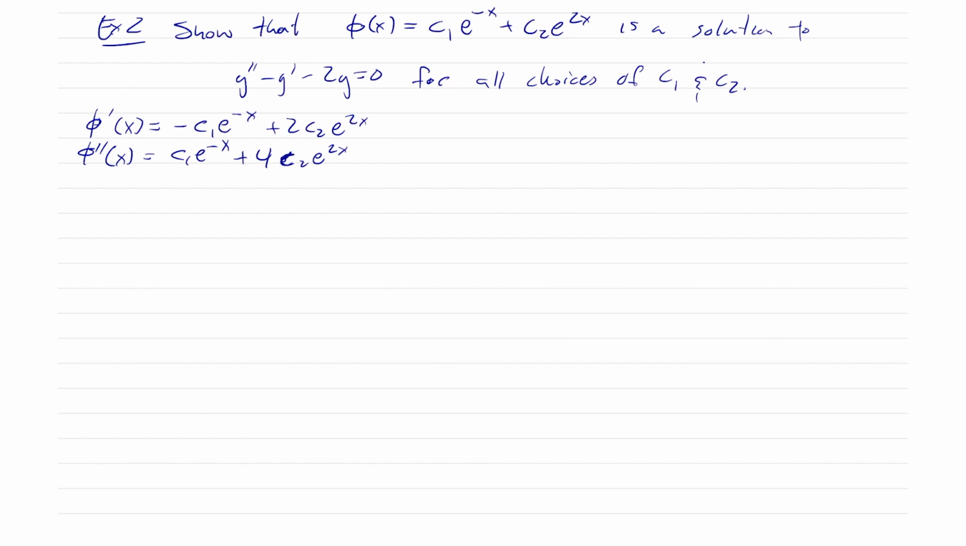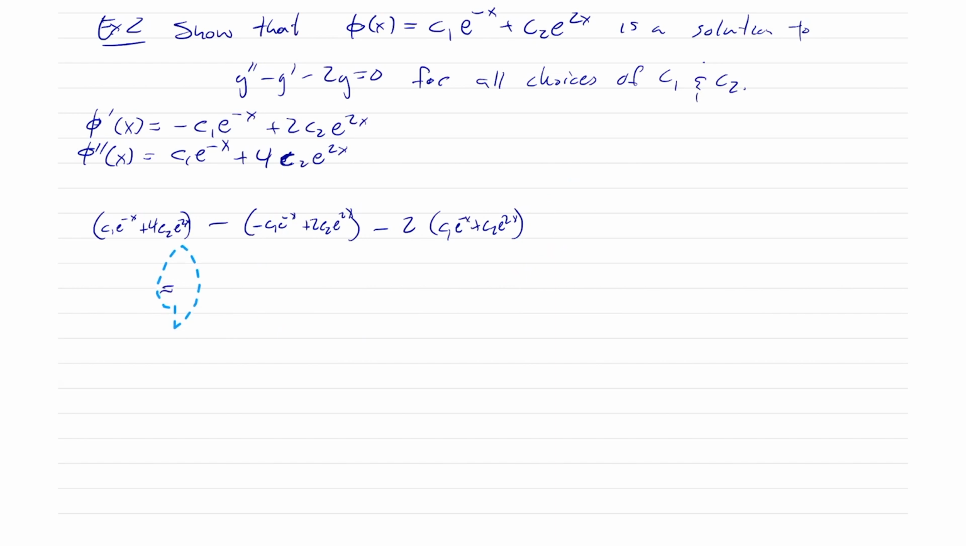Putting all these together, I'm now going to put second derivative minus the first derivative minus twice the original function, and we want to see what that is equal to. So putting in the second derivative, I get c1 e to the minus x plus 4c2 e to the 2x, and I put in the first derivative, so minus c1 e to the minus x plus 2c2 e to the 2x. And then I'm subtracting twice the original function, which is c1 e to the minus x plus c2 e to the 2x. All right, now we want to show that all of these add up to 0, ultimately.